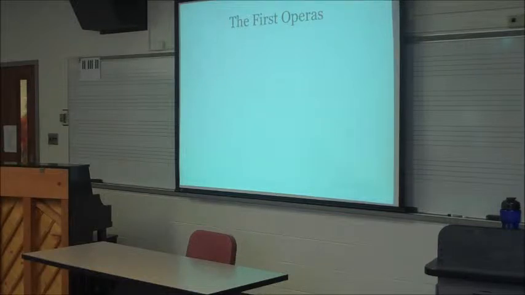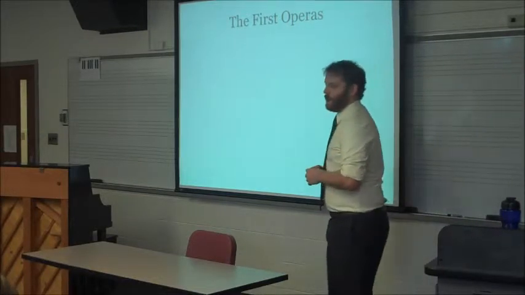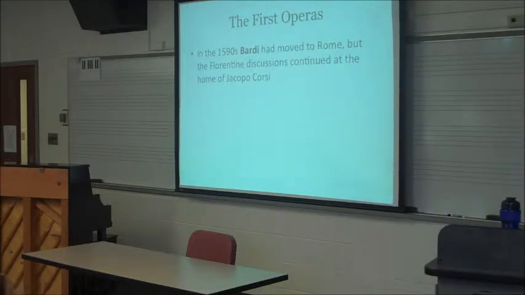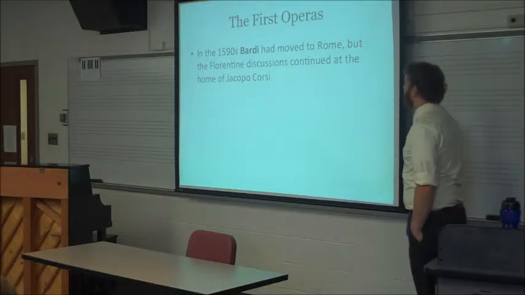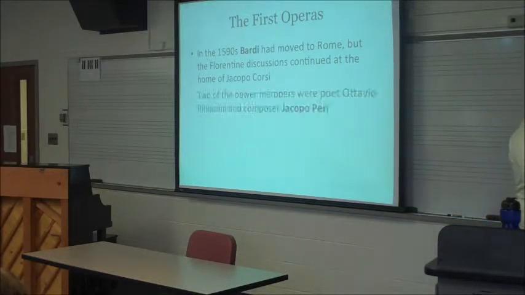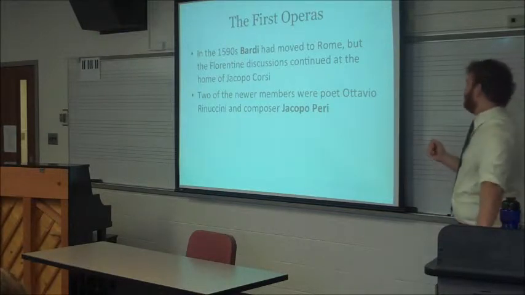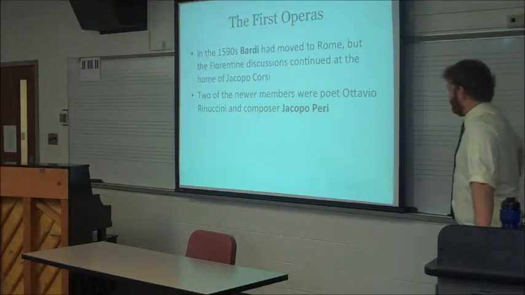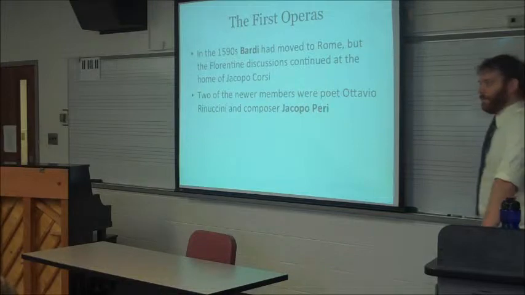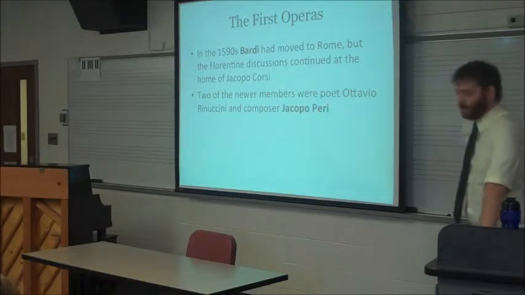So the first operas attempt to take this theory and put it in place in a new style of musical drama. So in the 1590s, Bardi had moved to Rome, Giovanni Bardi the host, but the Florentine Camerata continued their discussions. They moved to the home of Jacopo Corsi. But two of the most important new members were poet and librettist Ottavio Rinuccini and composer Jacopo Peri. And these are two of the main figures in the very first operas.